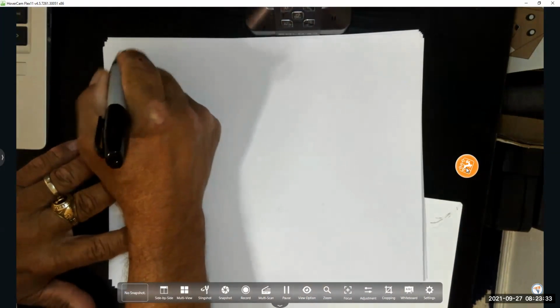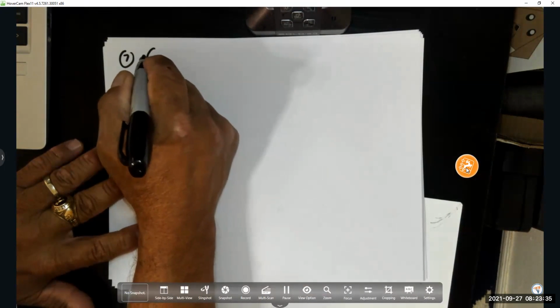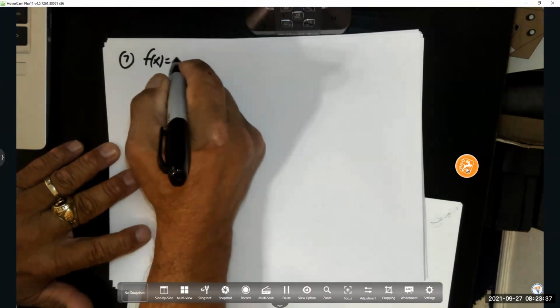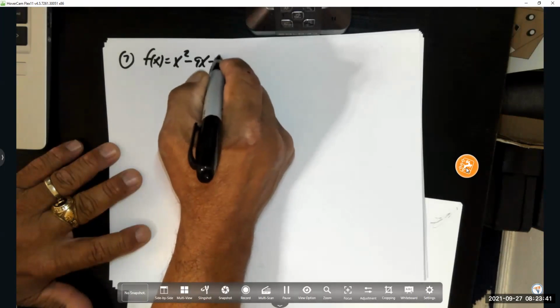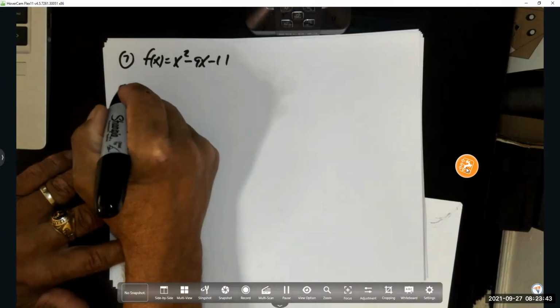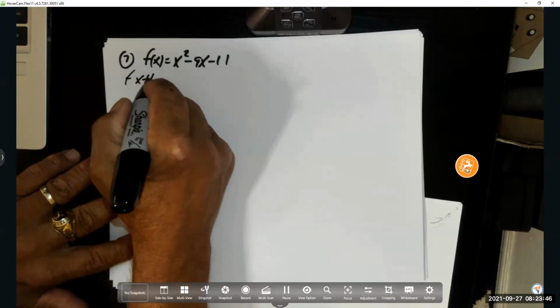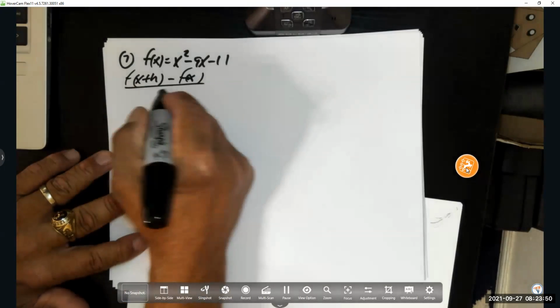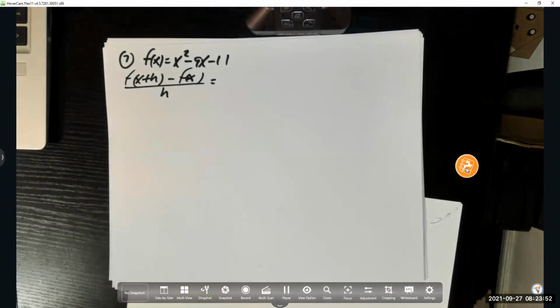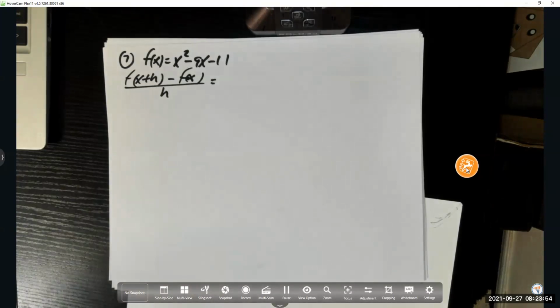Remember this one, number 7? It looks like this. It says f of x is x squared minus 9x minus 11 or something like that, and it says use this formula here: f of x plus h minus f of x, over h. It's called the difference quotient.